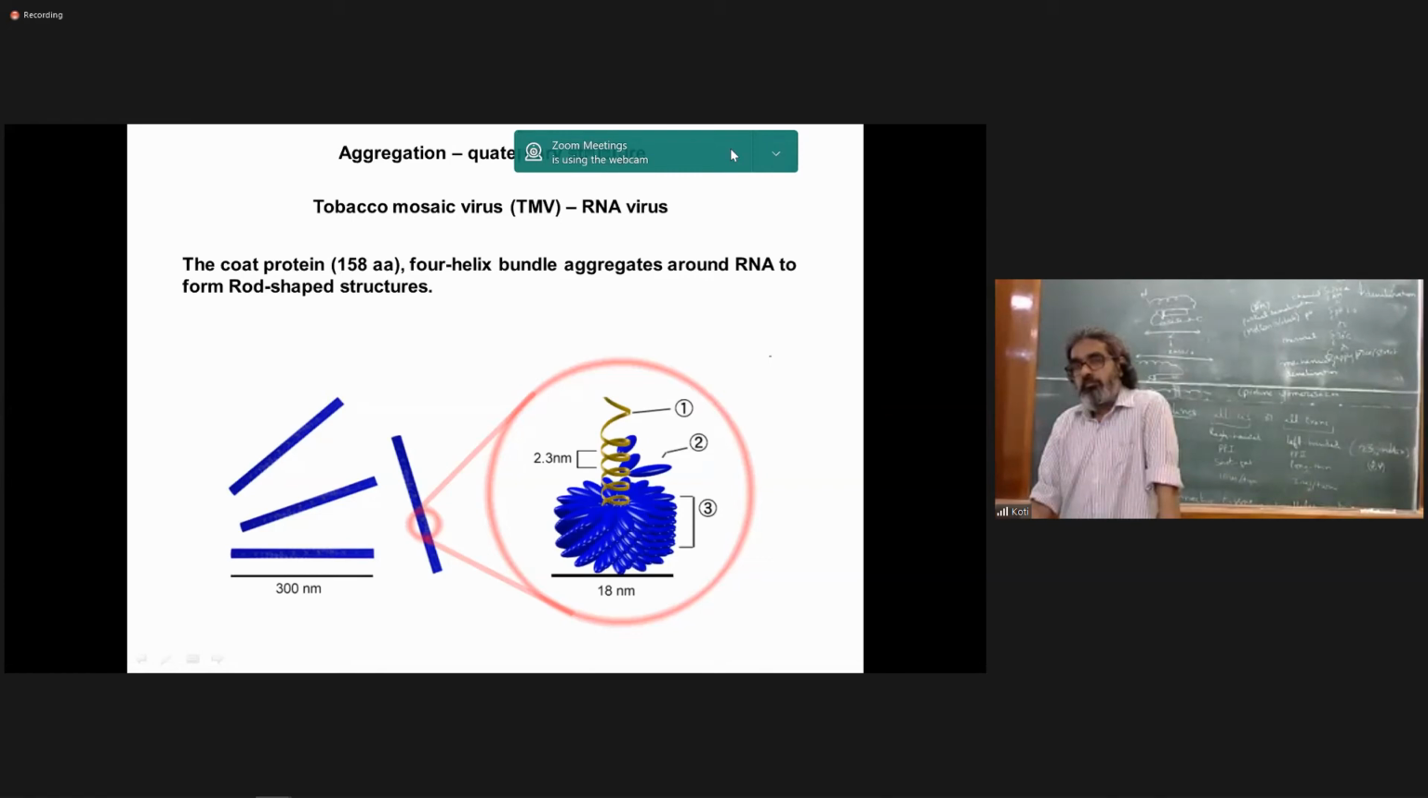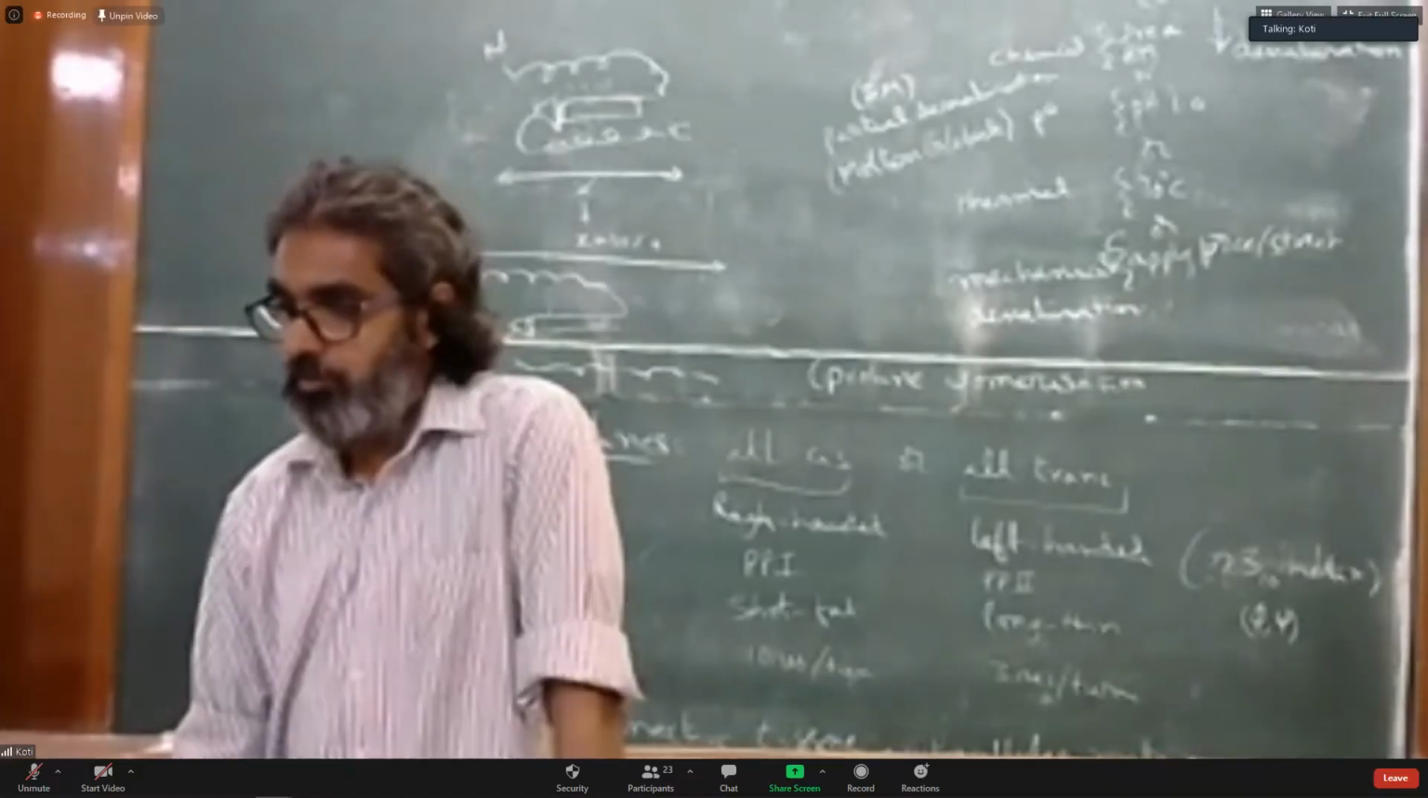Provided I have a tertiary structure, is the tertiary structure unique to a sequence? Yes. For a given sequence, if it is folded, it has a unique tertiary structure. But tertiary structures are diverse. That's exactly what I showed you.